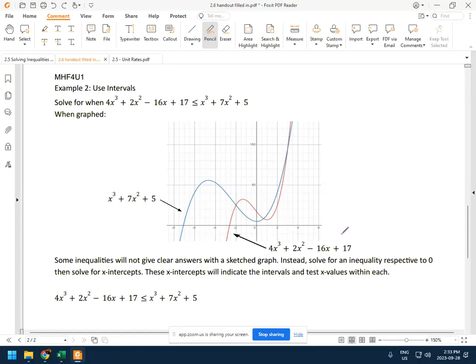Do you have a tool to solve for x when this is smaller than that? No. But we do have tools when one side is equal to 0. And we learned that a couple of days ago. I gave you an example. So manipulate this inequality so that you can use your tools that you've learned in chapter 2. Try to get there and try to find the x-intercepts, okay?